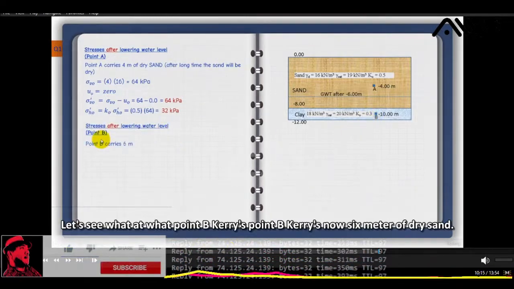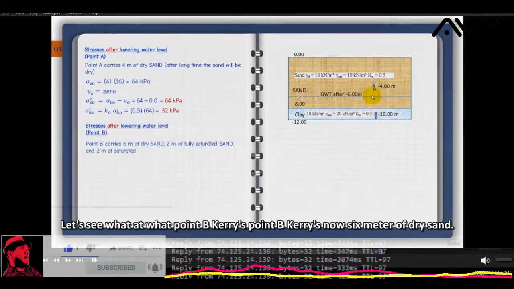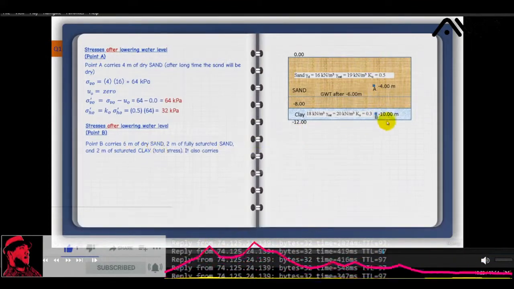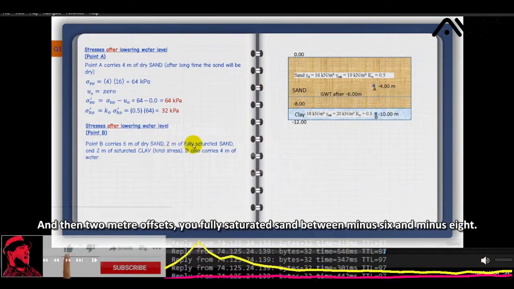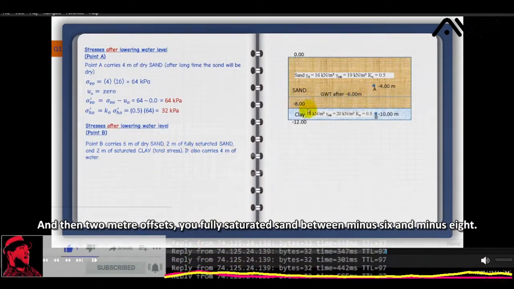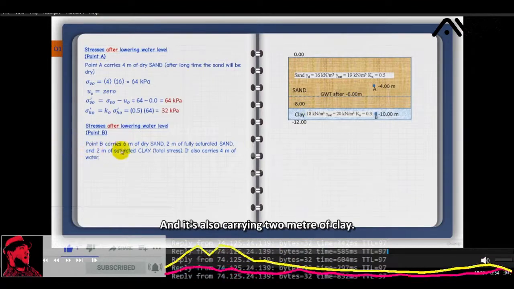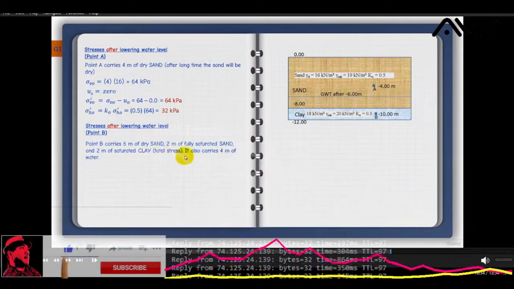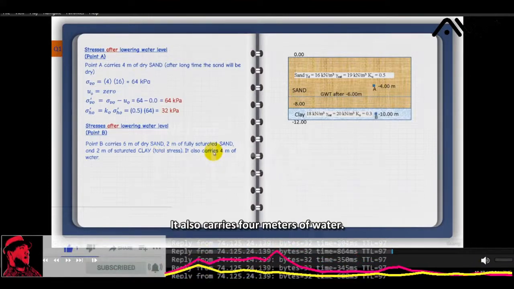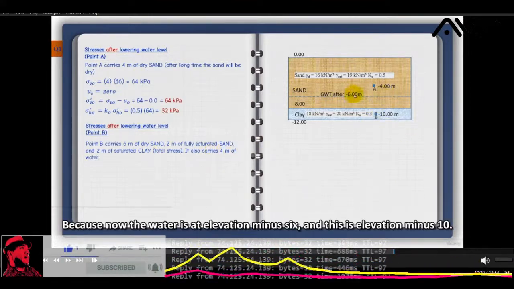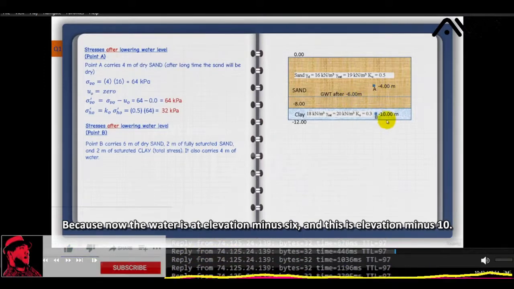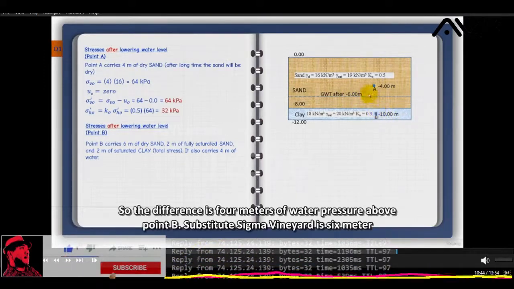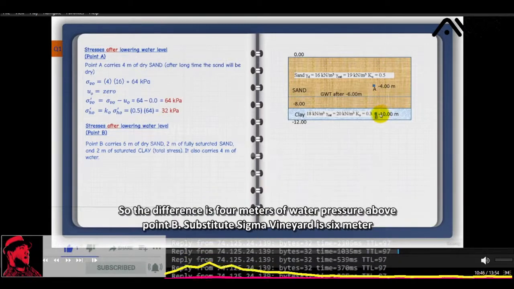Point B, let us see what point B carries. Point B carries now 6 meters of dry sand, and then 2 meters of fully saturated sand between -6 and -8, and it's also carrying 2 meters of clay. That's when we talk total stress. It also carries 4 meters of water. Why 4 meters of water? Because now the water is at elevation -6, and this is elevation -10, so the difference is 4 meters of water pressure above point B.